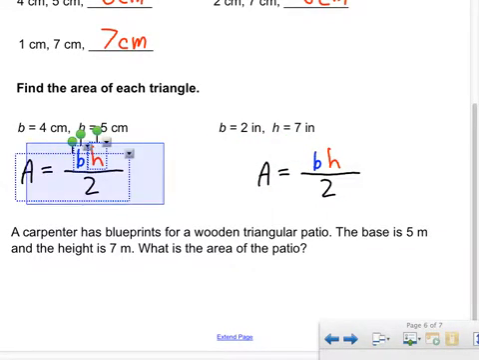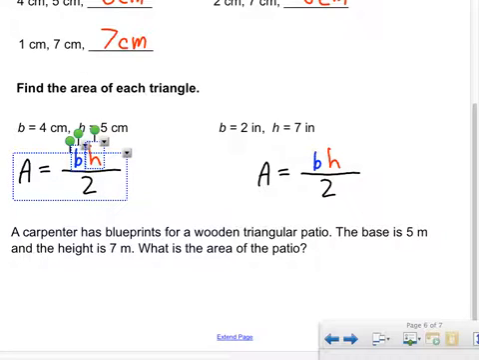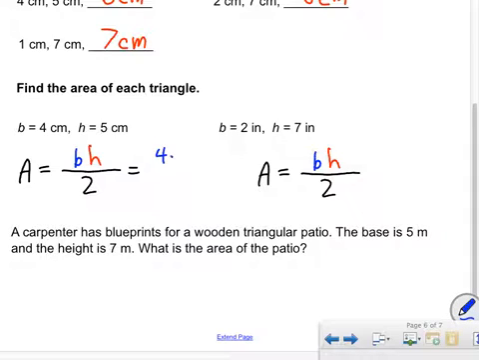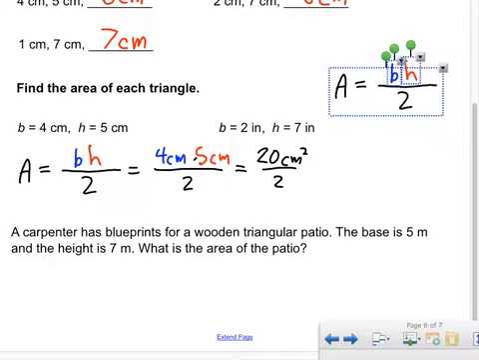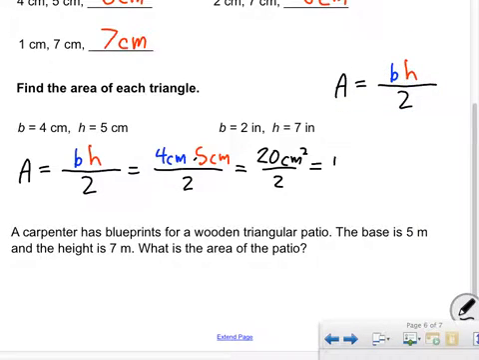Okay, so who wants to walk me through the first problem? Joel, can you walk me through it? What's in my numerator? What's the base going to be? 4. And I need to multiply that to what? Very good. Right. So then you get 20, but keep the units. Make sure you know the new units. It's going to be 20 what? It's not 20 centimeters. 20 centimeters squared divided by 2. And what's 20 centimeters squared divided by 2? It equals 10 centimeters squared.